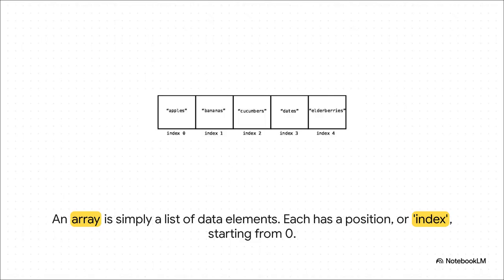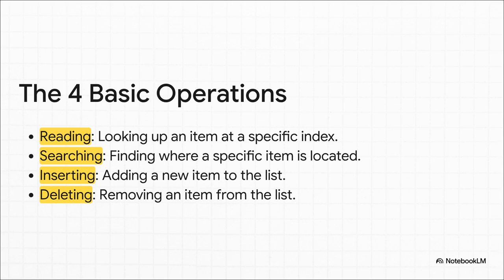So what is an array? At the end of the day, it's just a list. Seriously, think of it like a shopping list. We've got our items here, from apples to elderberries. Each one has its own little slot, its position, which we call an index. And in the world of programming, we almost always start counting from 0. That's it. Simple, right?